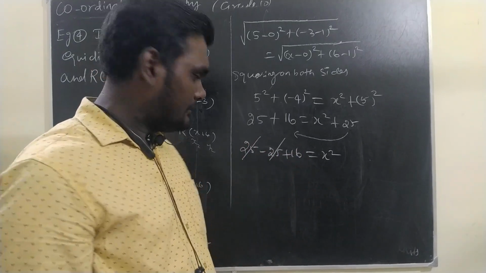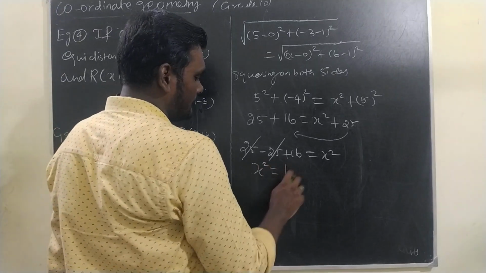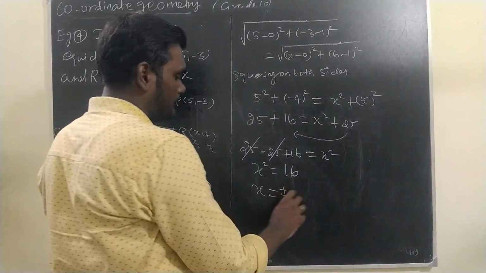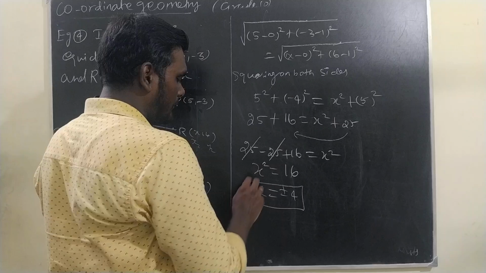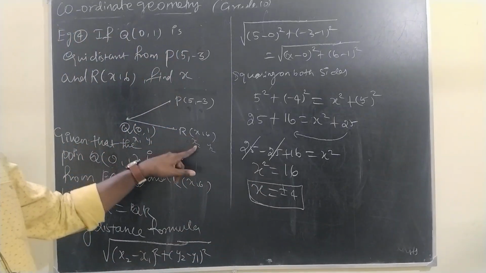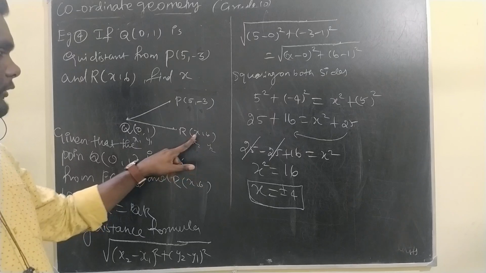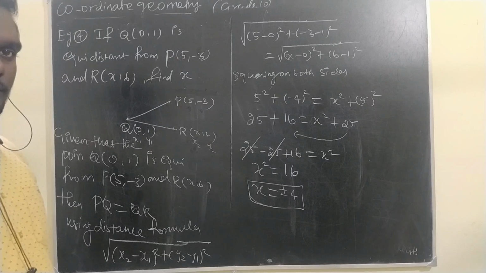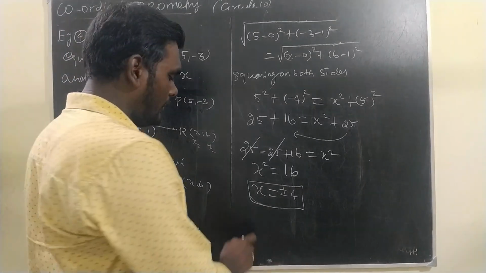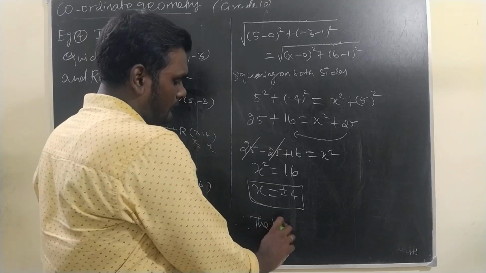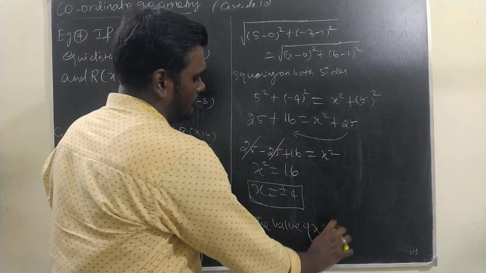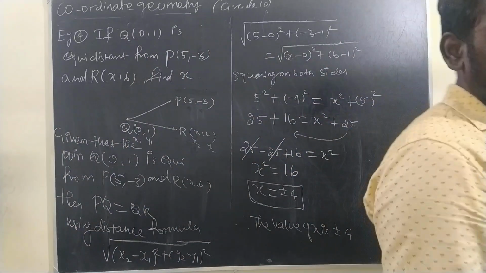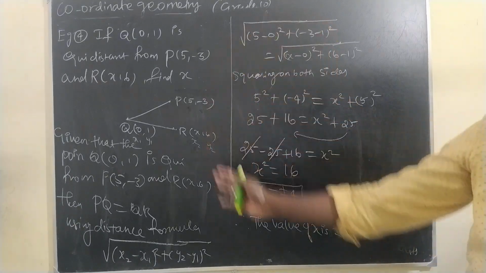Now here x square is equal to 16. Then what is the x value? Plus or minus 4. Why am I saying plus or minus? Both plus and minus you may take because it is a coordinate. So plus 4 will be equidistant from this, and minus 4 will also be equidistant from this. Got it? They told us to find the value. So therefore, the value of x is plus or minus 4. Any doubts in this? This is an equidistant type question.